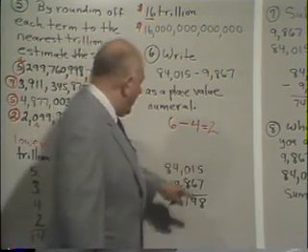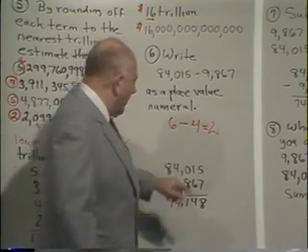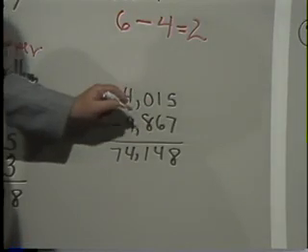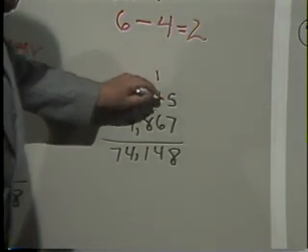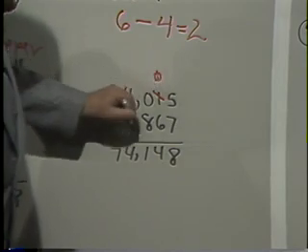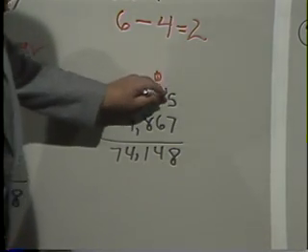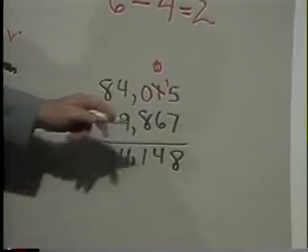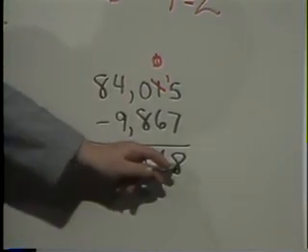And so all this is really asking you to do is to take 84,015, in the vertical form, and subtract 9,867. And you remember how we do this? We can't take 7 from 5, so we go to the tens place. We take the 1 ten that we have, trade that in for 10 ones. So now we have no 10s and 15 ones. 7 ones from 15 ones is 8 ones.